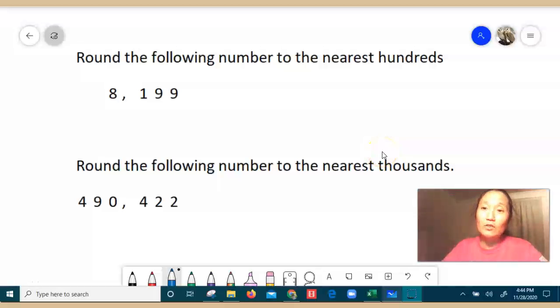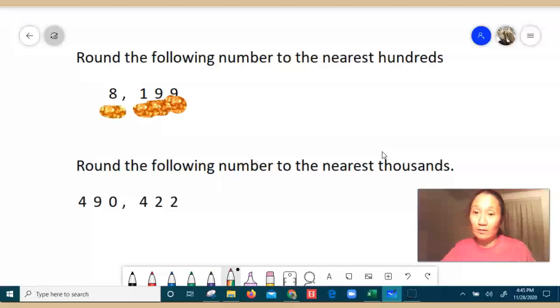The question's asking you to round the number to the nearest hundreds. Now remember, when you're rounding a number, you need to remember what the place values of each of the digits are. So when we look at this, we're going to say, okay, this 9 is in the ones, the tens, the hundreds, the thousands. Okay, so we have those places for each of those numbers.